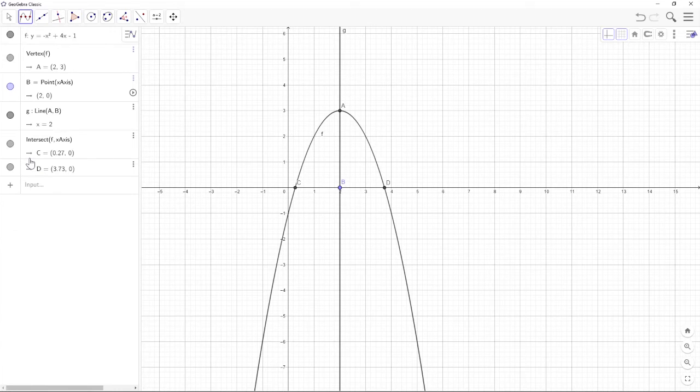Negative b plus minus square root of b squared minus 4ac all over 2. 4 plus minus 16. 16 minus 4 is 12. Square root of 12 over 2. So we have here 2 plus minus 2 square root of 3 over 2. So we have now 2 plus minus square root of 3.